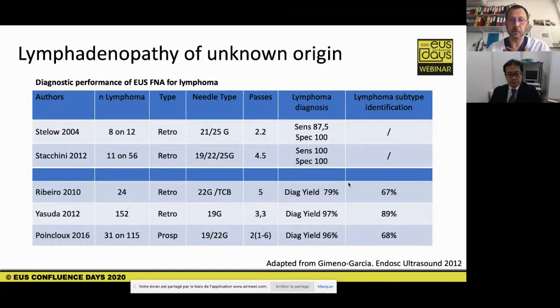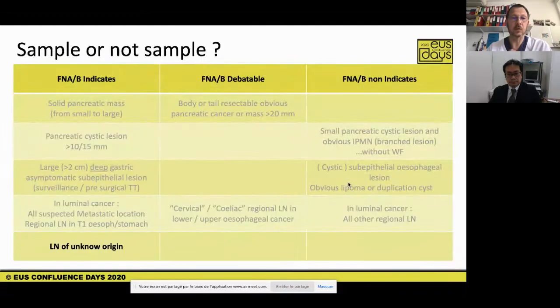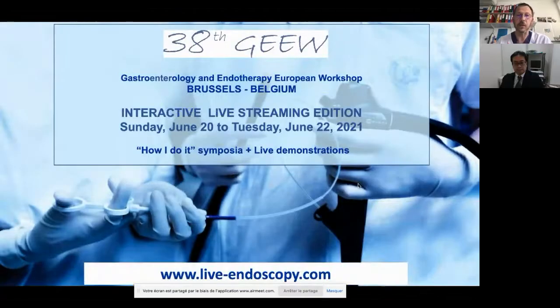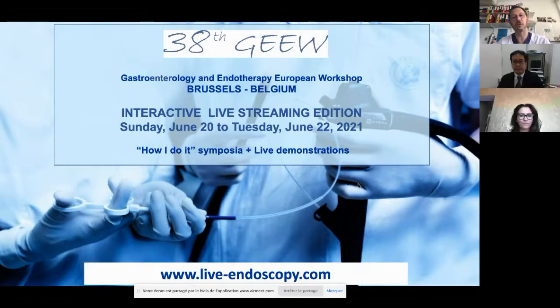It's not my experience, but I think we have to talk with our pathologists and our biologists to increase this diagnostic yield. To summarize, I would say that there is always an indication of doing a puncture or sampling of these lymph nodes, except maybe if lymphoma is suspected and there is easy access for subcutaneous resection of the lymphoma. But if it's not accessible, then I think we should give priority to EUS. Thank you very much for your attention, and I invite you to join us for our next Brussels meeting.